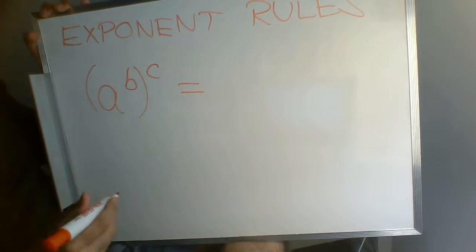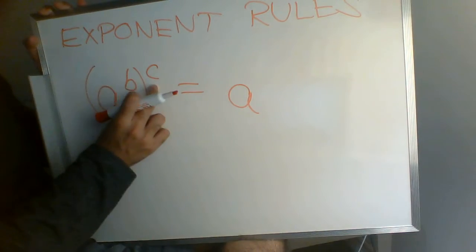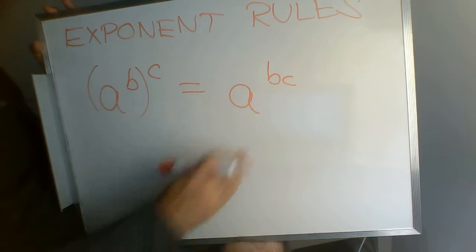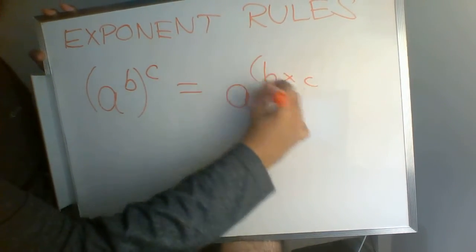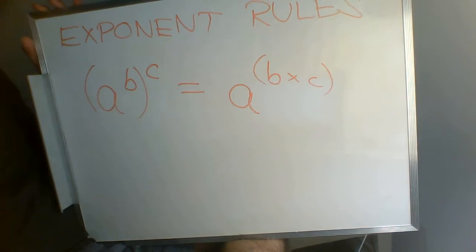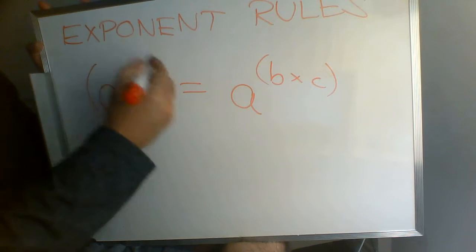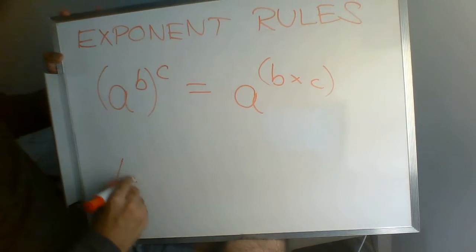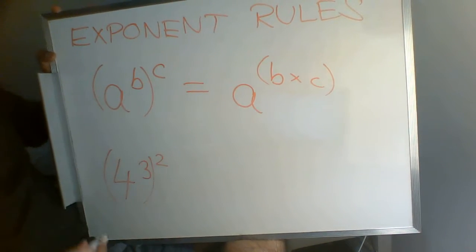There's a shortcut for this one too, which is that you keep the base the same, and then you take those 2 exponents and you multiply them together. So you could say that is BC, or B times C if you prefer. A to the exponent B times C is the same thing as A to the B to the C. So if I give you an example with numbers, that could look something like you've got 4 cubed, and then that whole thing squared.